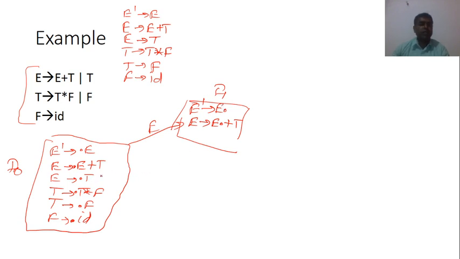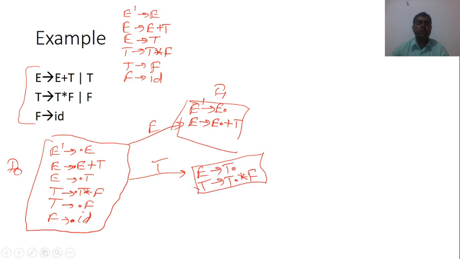Now I can read T. Just read T. What will you get? E derives to T dot and T derives to T dot asterisk F. Here also after dot there is no symbol. After dot I am getting a terminal, so there is no need to add anything. This becomes our I2.